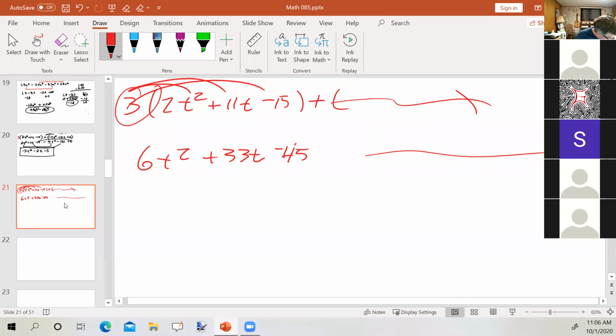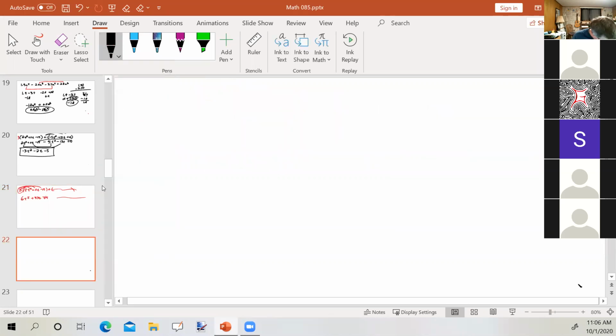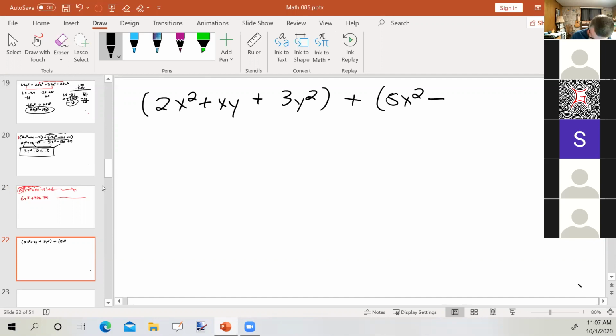What do I want to do? I want to look at this, and let's go back to black instead of red. Let's say we've got 2x squared plus xy plus 3y squared plus the quantity 5x squared minus y squared. So again, nothing in front or a plus sign in front. I'm going to just rewrite this without the grouping symbols.